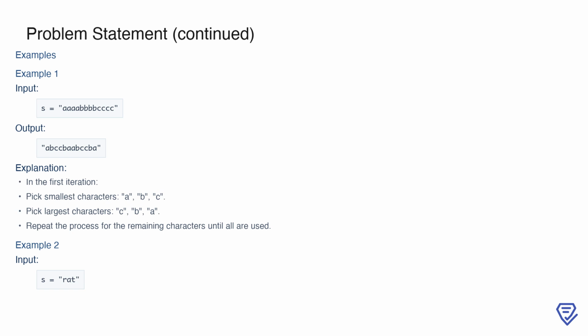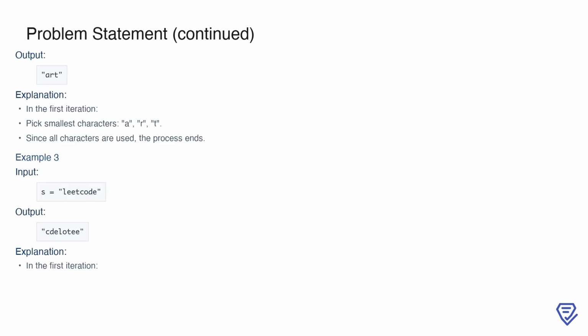In the first example, the input string is S equals aaaabbbbcccc. The output is abccbaabccba. Here's how this result is achieved. In the first iteration, we start by picking the smallest characters in ascending order, which are a, b, and c. Then, we reverse the process and pick the largest characters in descending order, which are c, b, and a. This completes one full cycle. We repeat the same process for the remaining characters in the string until all of them are used up, and the final output is formed.